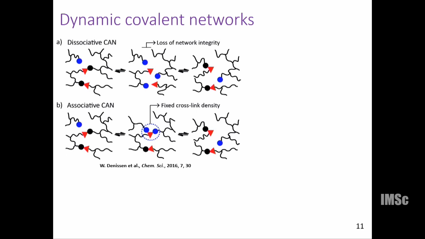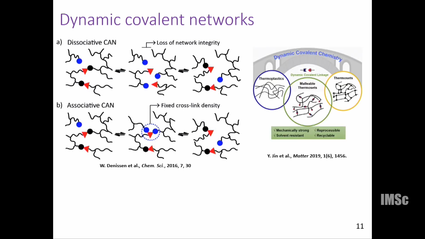So the mechanism of formation of these networks can be associative or dissociative. So in dissociative, what happens is that this crosslink breaks first, so there is loss in the structural integrity, and then it forms another crosslink. So these kind of models describe thermoplastics better, and these type of models where you have first an association and then a shift in the crosslink, these models are more suitable for Vitrimer kind of systems where you have the crosslink density to be constant.